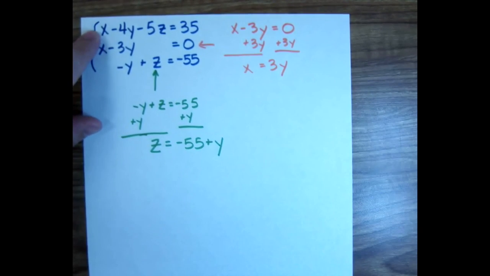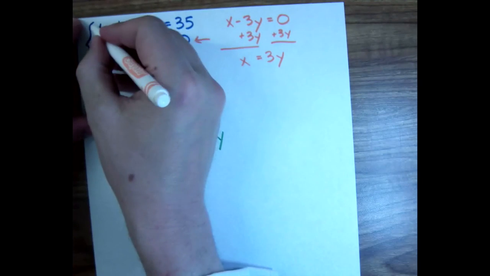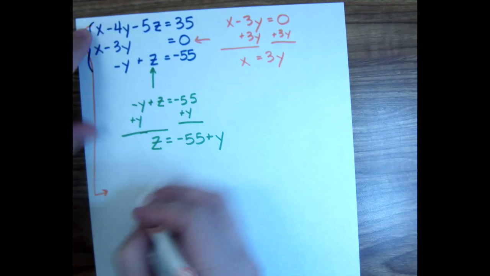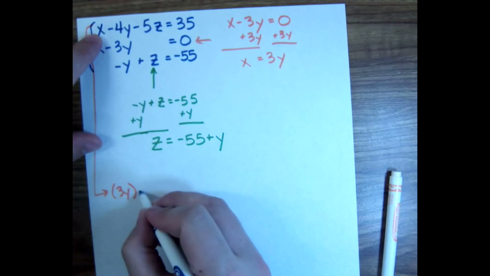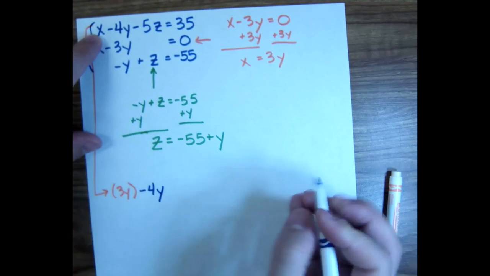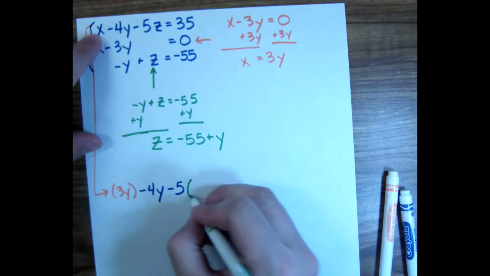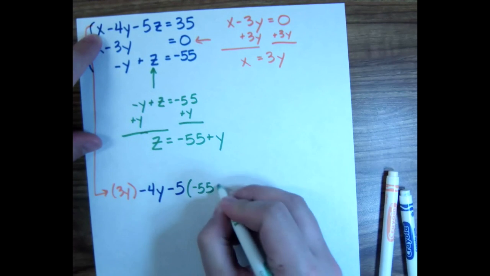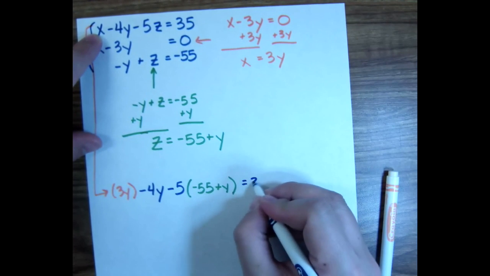Instead of x, I'm going to put 3y. This is the first equation here. Instead of x, I'm going to put 3y, minus 4y minus 5, and instead of 5z, it'll be 5 times negative 55 plus y equals 35.